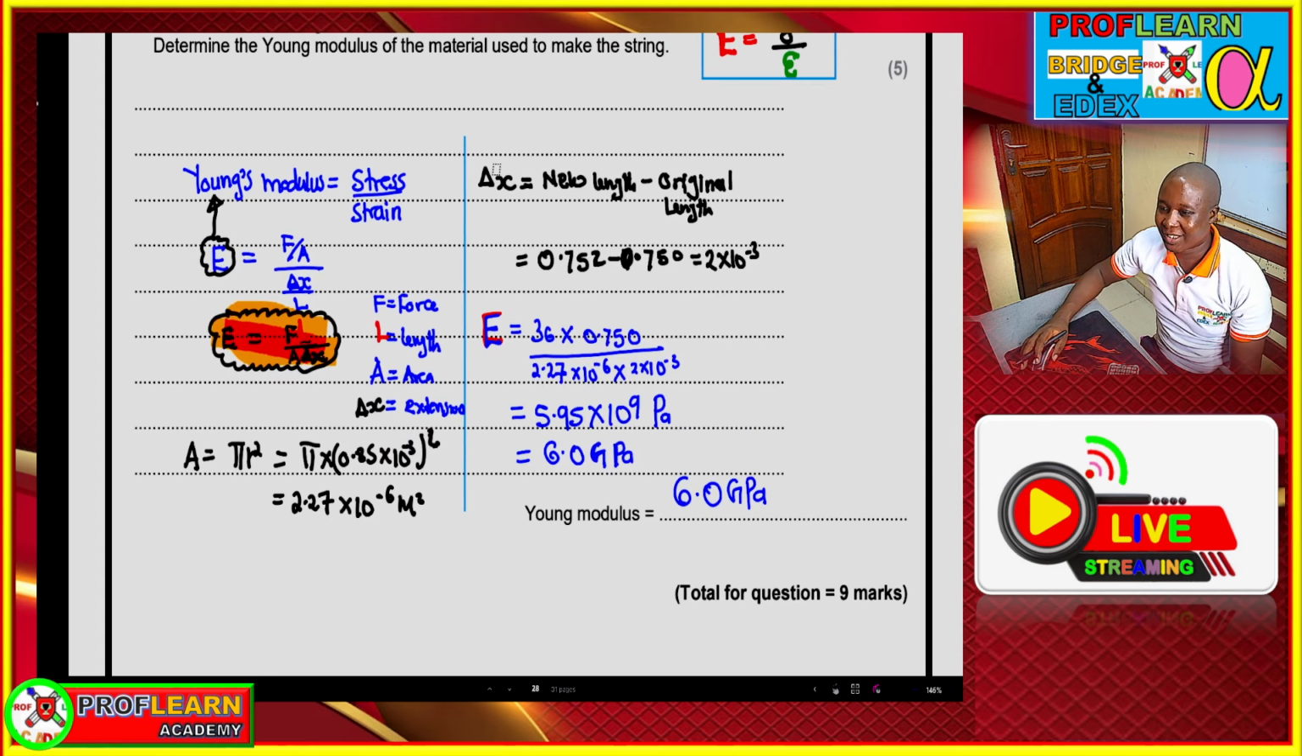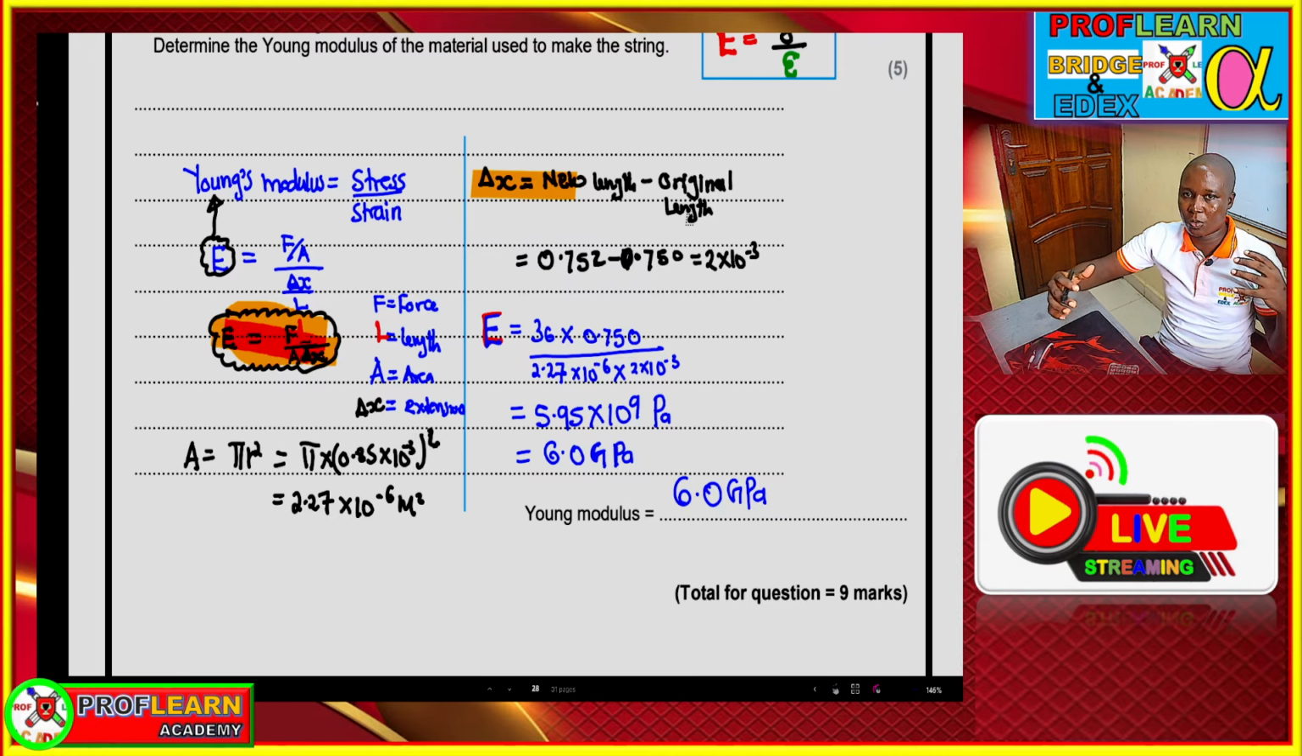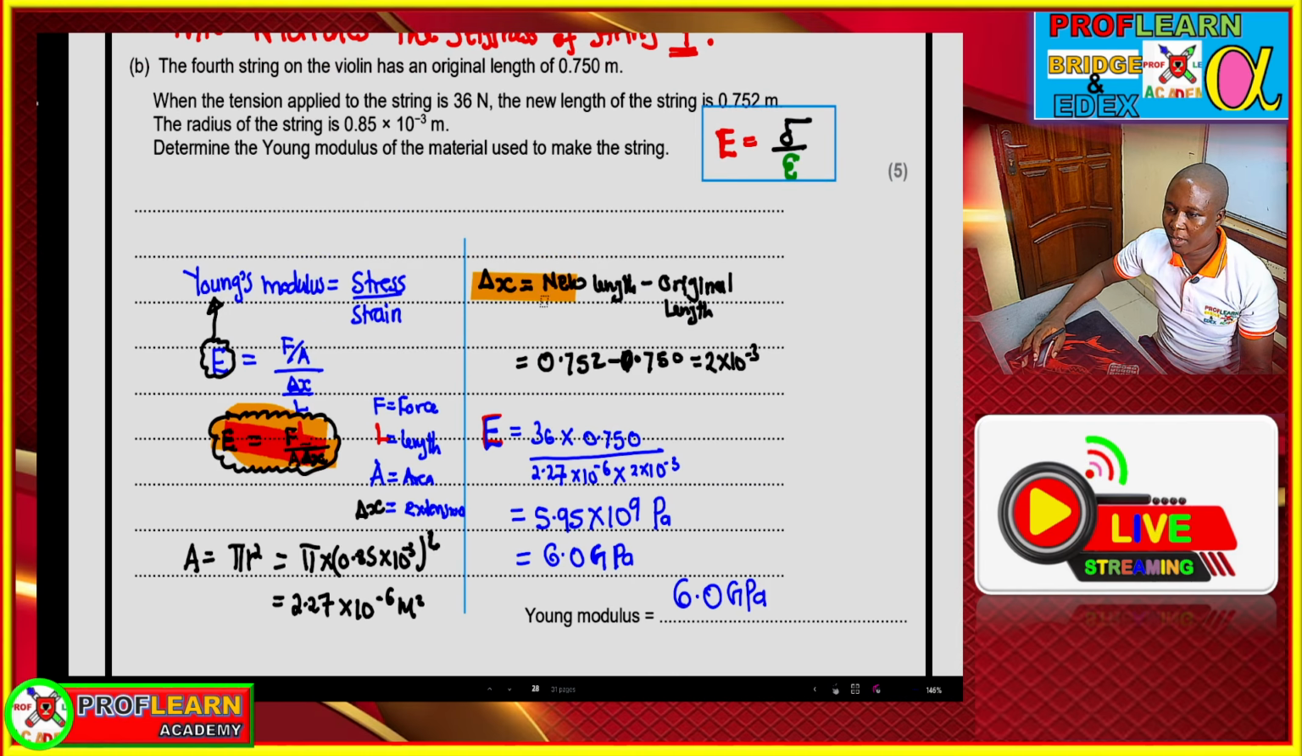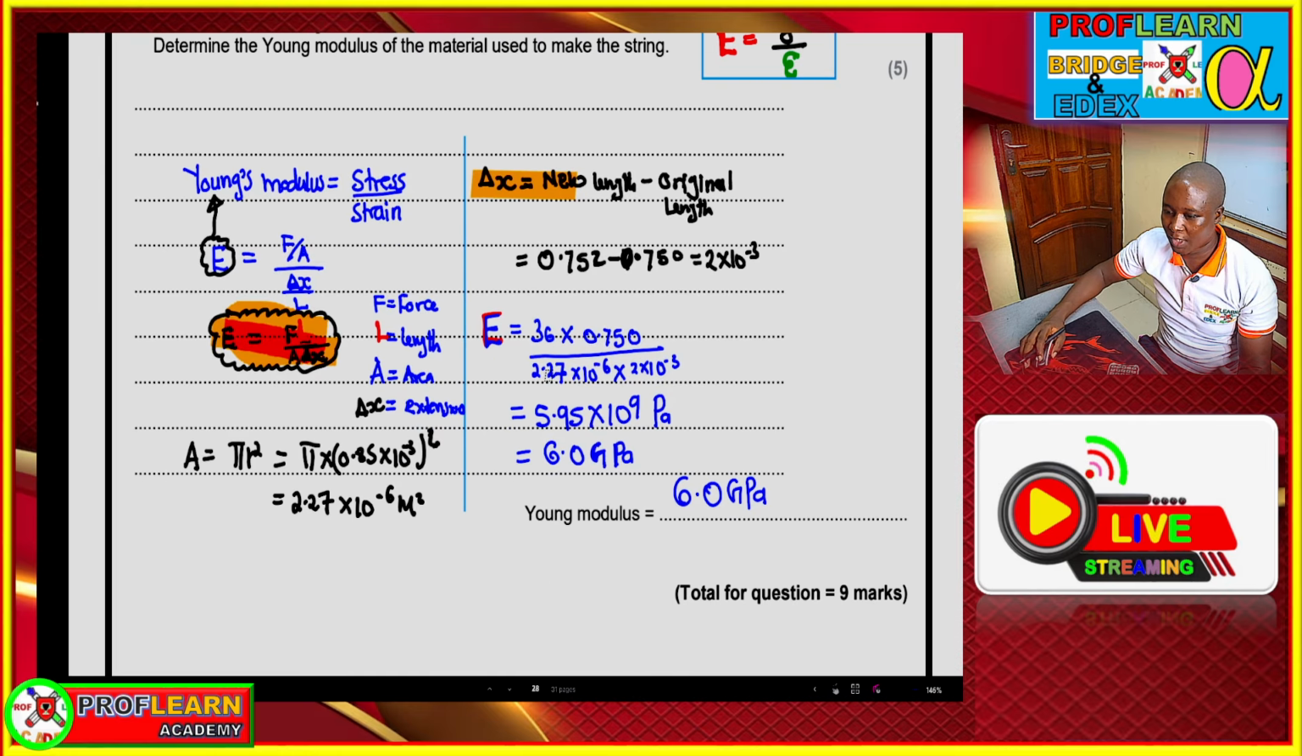All right, so extension, remember, is calculated from new length minus the original length when an object has been stretched. So we have to do that. So based on the information provided in the question, now we can substitute, and you are going to get 6.0 gigapascals, which is the same as 10 raised to power 9 pascals.